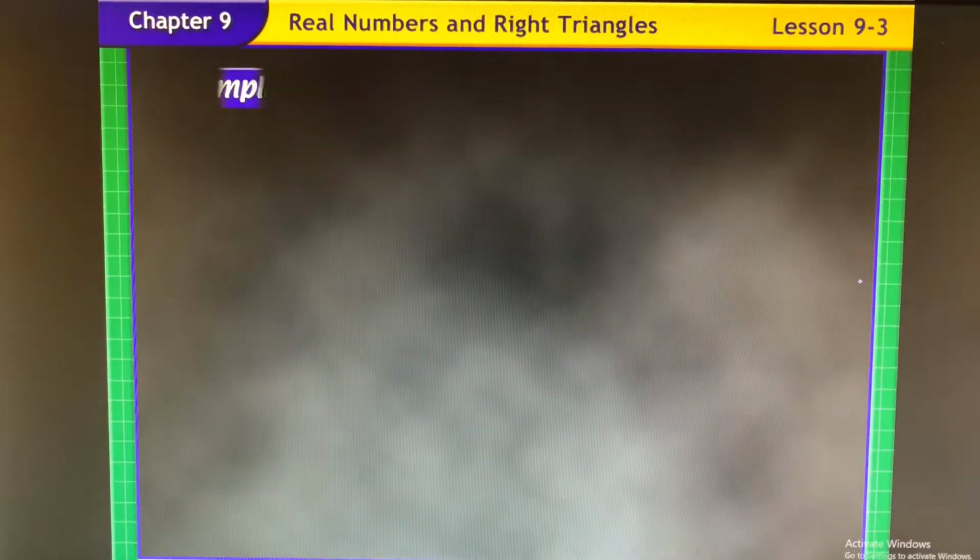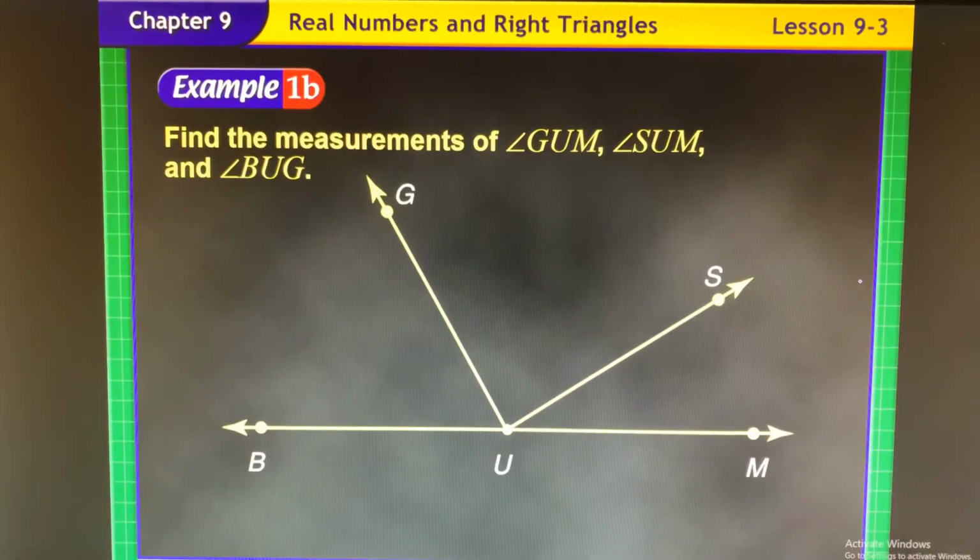And that goes through the process with you, and then we can do it again. But this time there's a multitude of angles. There's angle GUM, angle SUM, and angle BUG. So first let's look at angle GUM.